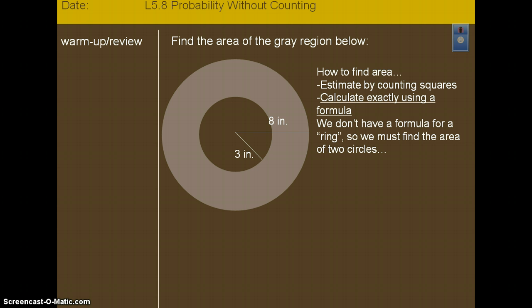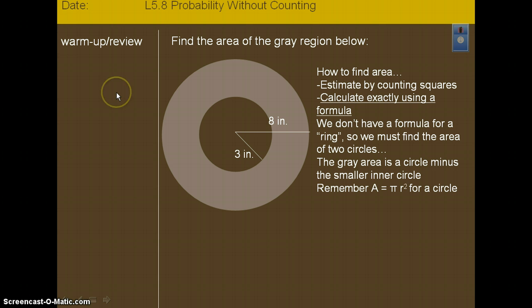We can find the area of two separate circles. The gray area is an entire circle, including the brown part in the middle, minus, we would subtract or take out the brown part in the middle. So to find the area of a circle, we multiply pi times the radius squared.